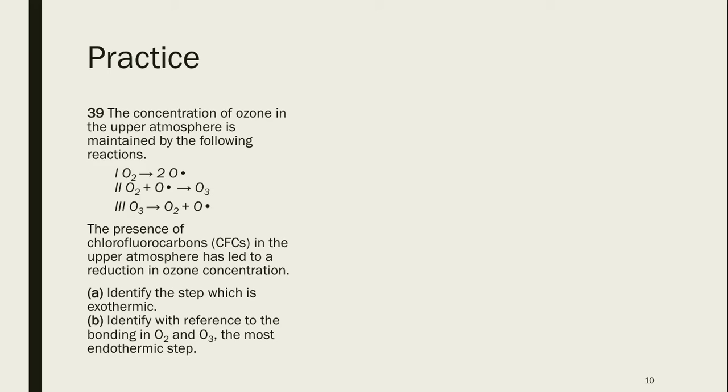So for number 39, we know that the concentration of ozone in the upper atmosphere is maintained by the following reactions. So we have a set of 3 different reactions with oxygen and ozone. The presence of chlorofluorocarbons, also known as CFCs, in the upper atmosphere has led to a reduction in ozone concentration. Identify the step which is exothermic in part A, and identify with reference to the bonding in oxygen and ozone the most endothermic step.